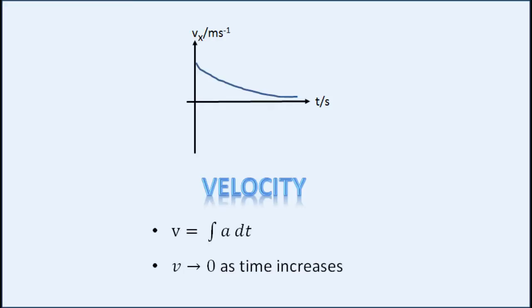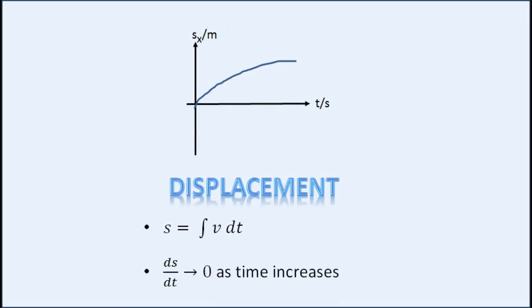Since the shuttlecock has an initial velocity, the graph starts with a positive value, decreasing at a decreasing rate until it reaches zero. Then, from the velocity time graph, we can infer the shape of the displacement time graph. The graph starts with the origin and increases at a decreasing rate. The shuttlecock will continue its horizontal motion until all of its initial energy has been used to overcome air resistance.